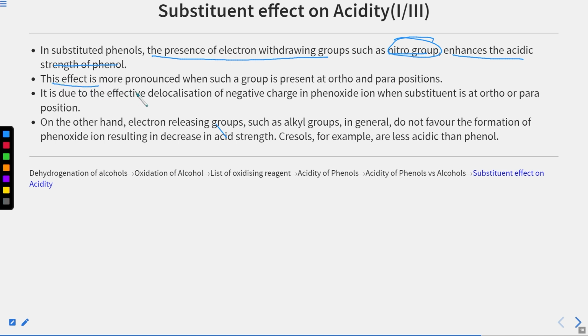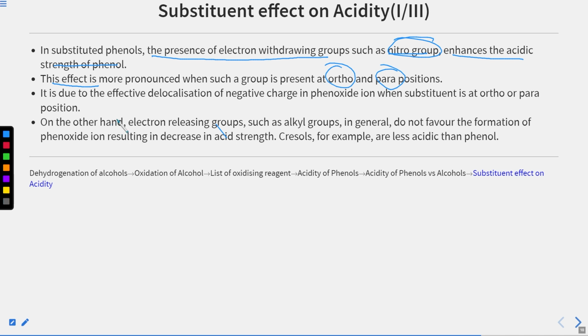Here comes the technicality. If your electron withdrawing group is present at the ortho and para positions, and it is the kind that withdraws electrons by resonance, I'm not talking about chlorine and the like, which also deactivate the benzene ring and are kind of electron withdrawing, but I'm not talking about them. For the substituent that deactivates the ring by resonance effect, if it is at the ortho and para positions, then that effect will be more enhanced, and they will increase the acidity more.